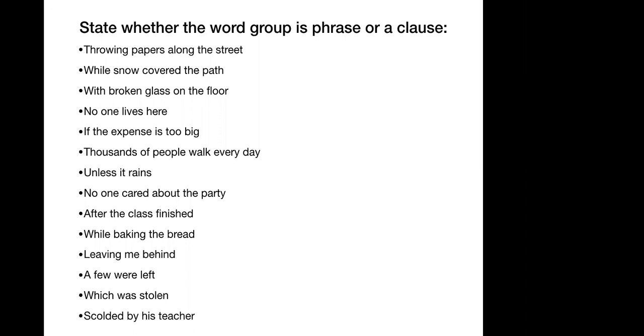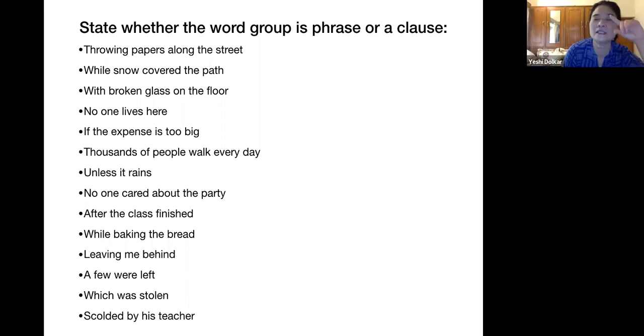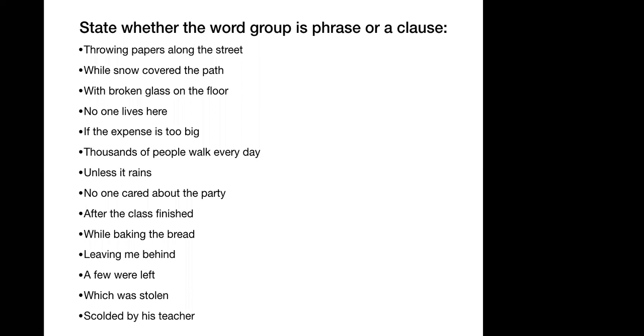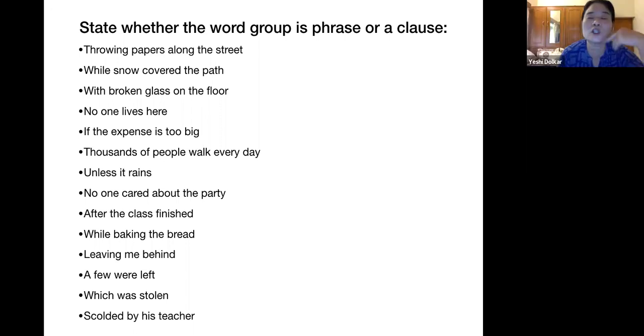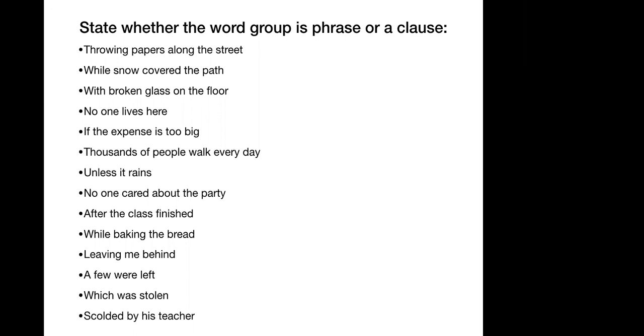Thousands of people. That is the subject, and there's a verb also, walk. So that's a clause. And then, the next one: Unless it rains. It's a clause. Why? It has a subject and a verb.